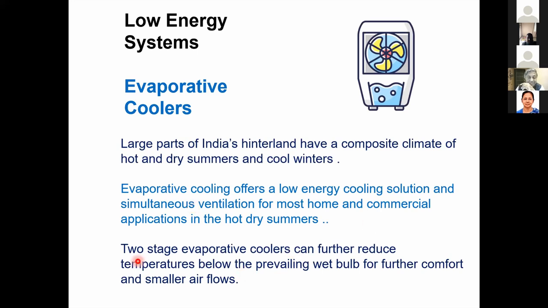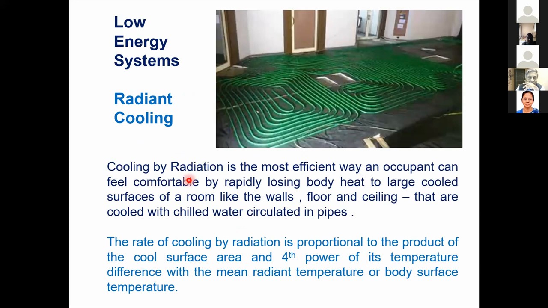Now there are two-stage coolers which can further reduce the temperatures below the wet bulb. So if you have a wet bulb of 24, 25, you can achieve 19, 20 degrees centigrade by two-stage evaporative cooling. And that's something we should explore. And if you want to go for a third stage, go for air conditioning. But then the load will come down to 20 or 30%. Another very good way of doing cooling is radiant cooling.